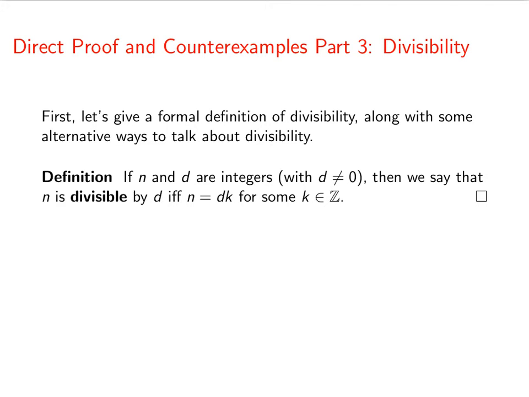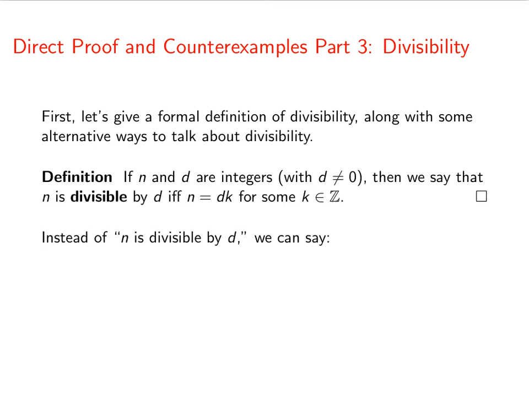So our definition is that if n and d are integers, and here we're going to insist that d is not equal to 0, then we're going to say that n is divisible by d means that n is equal to d times k for some k in the integers. And we've actually used this definition already. We talked about even numbers. And an even number is simply a number that's divisible by 2. Here we're allowing divisibility by other integers.